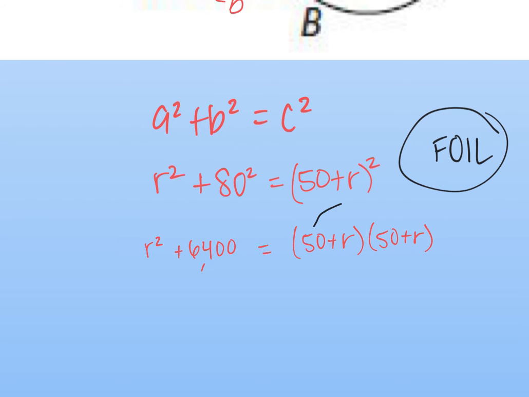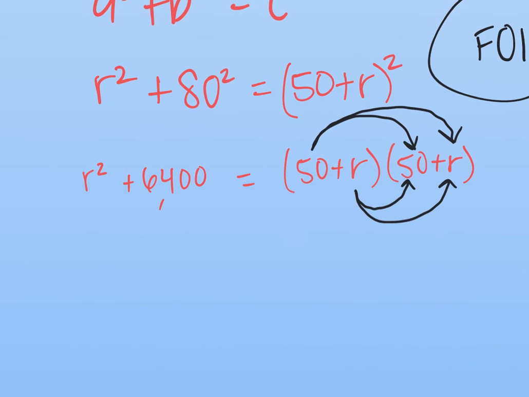Now, when you FOIL, the F stands for first. So you're going to take the first to the first. That's F, right? O stands for outer. So outer term to outer term, the 50 goes to the R. The I stands for inner, so R to 50. And the L stands for the last two terms, which are R and R. Every single arrow in FOIL represents multiplication. So we are multiplying each of these terms. So check it out. It would be 50 times 50, which is 2,500.